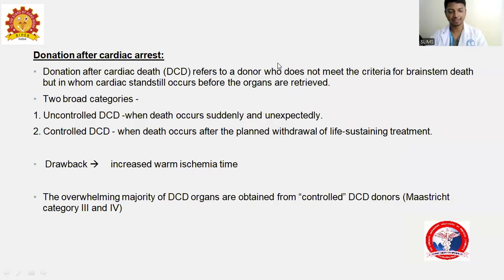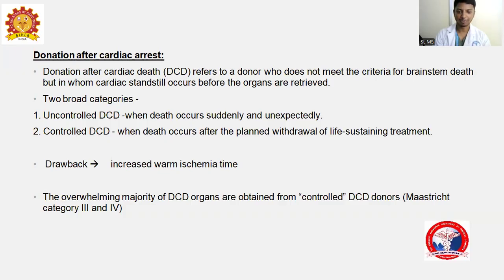Donation after cardiac arrest. So donation after cardiac death refers to a donor who does not meet the criteria for brainstem death, but in whom cardiac arrest occurs before the organs are retrieved. So two broad categories are there: uncontrolled DCD, when death occurs suddenly and unexpectedly, and controlled DCD, when death occurs after the planned withdrawal of the life-sustaining treatment. Drawbacks are that it obviously increases the warm ischemia time. In the further slides, we'll discuss warm and cold ischemia.